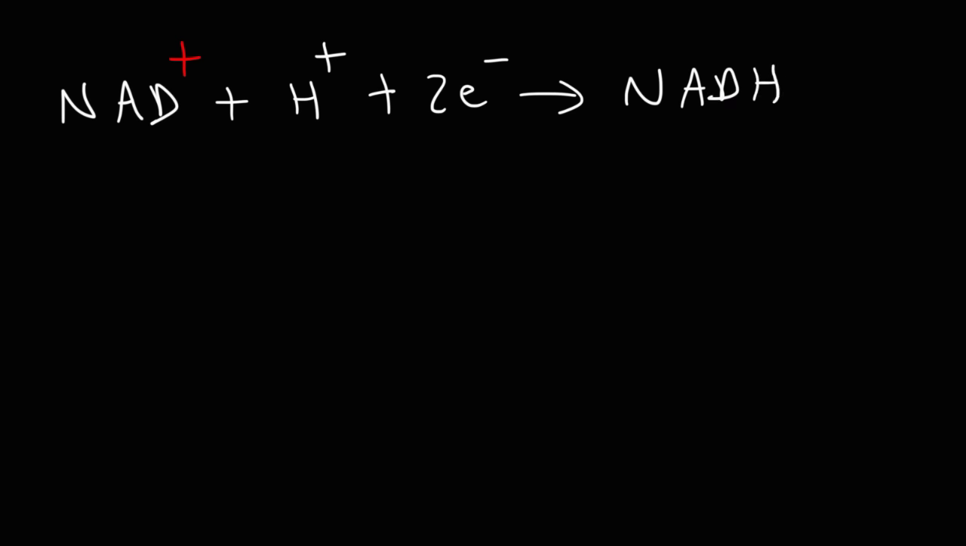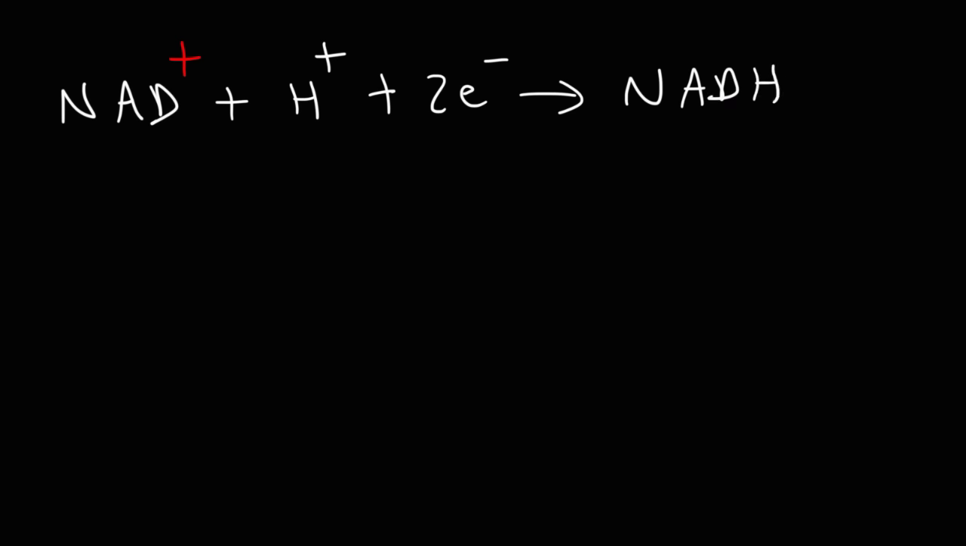Substrate level phosphorylation first occurs in glycolysis. So when glucose splits into two molecules of pyruvate, two molecules of ADP are phosphorylated into two molecules of ATP. And so that is an example of substrate level phosphorylation.